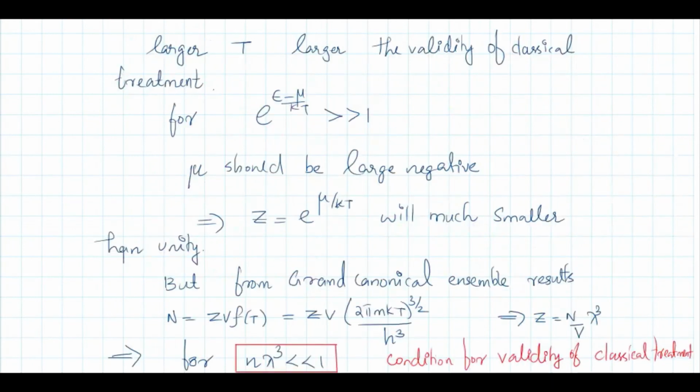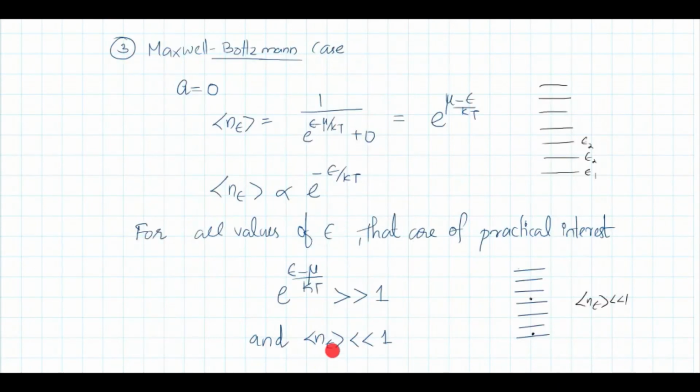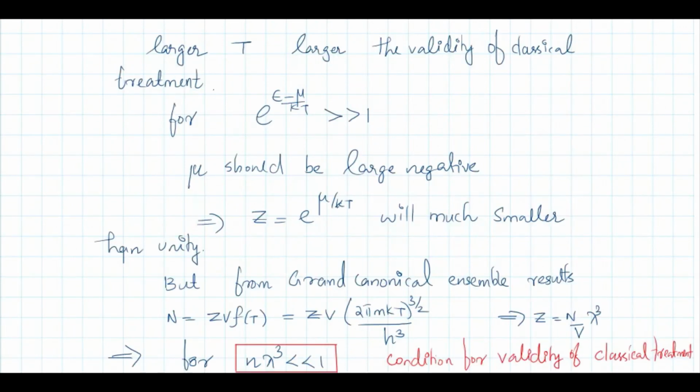Now, we also know that the larger the temperature, the larger the validity of classical treatment. For a particular system, if you want to use the classical treatment, the conditions are that temperature should be very high and number density should be very low. Those are the conditions for the validity of classical treatment. And we also know that from this expression, for a very low value of occupation number, this quantity e raised to epsilon minus mu by kT should be greater than 1.